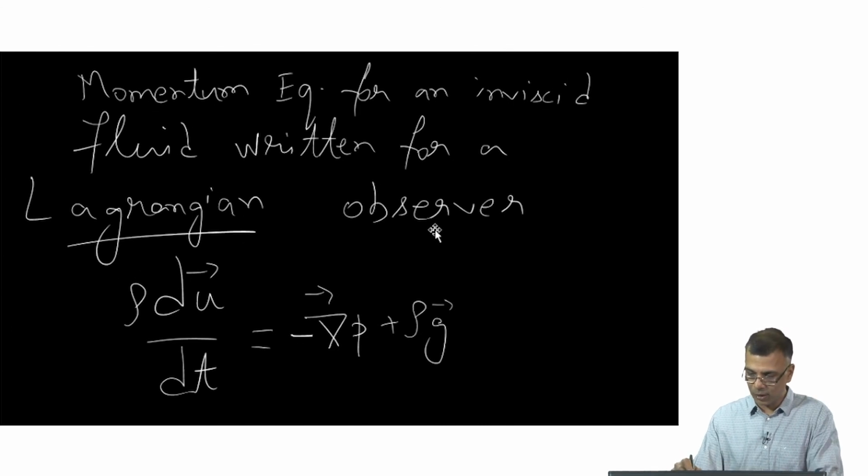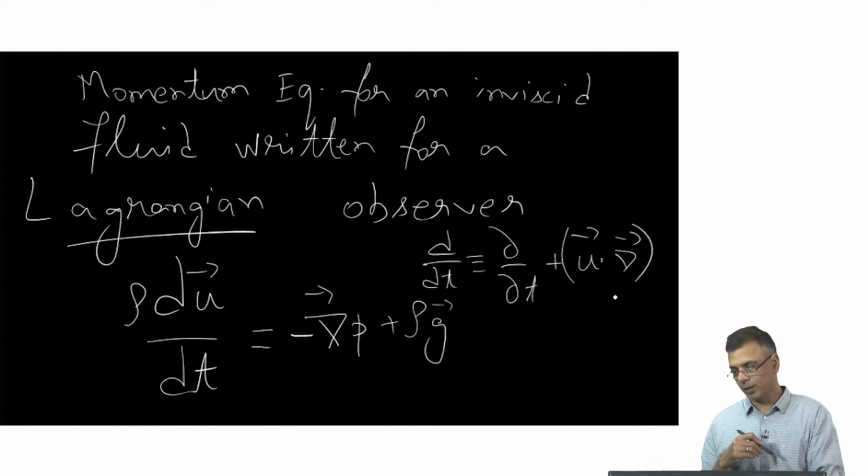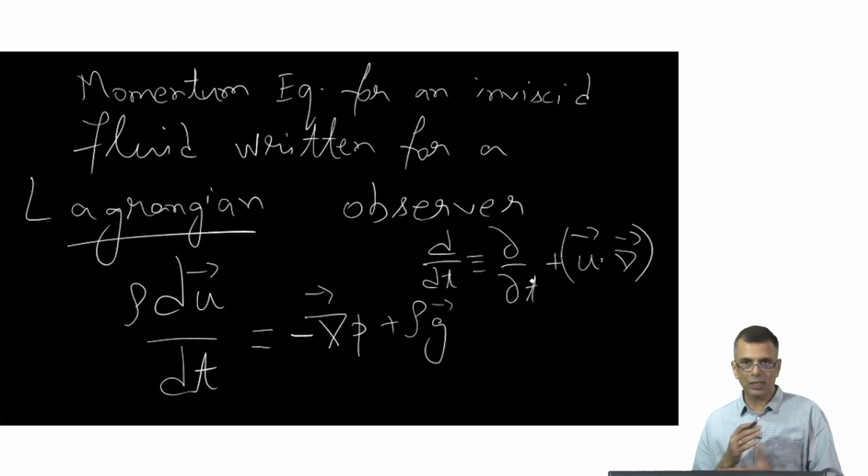If you simply apply the fact that, and you operate this whole thing on u, right? This immediately follows. So there are advantages to both kinds of descriptions. I simply wanted to point this out.